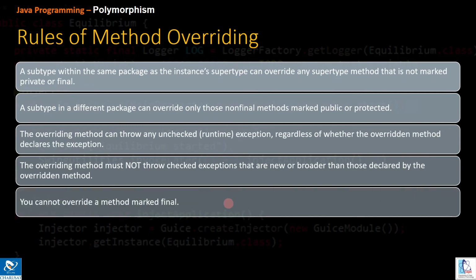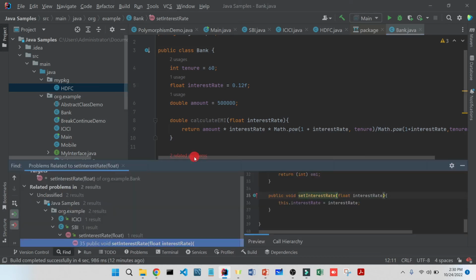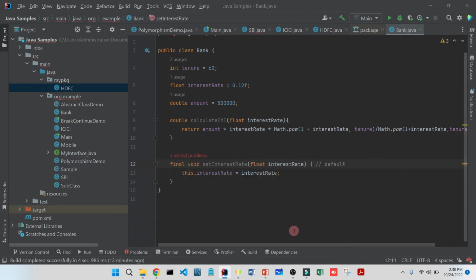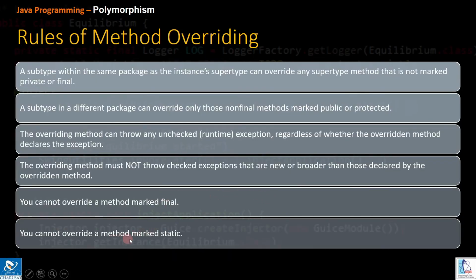And you cannot override a method marked final. Just as we have seen here, we had marked the method final, right? It is showing the error. Okay, and you cannot override a method which is marked static. So you can only override instance methods, not static methods.